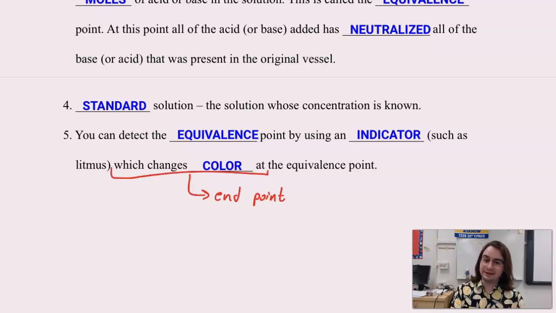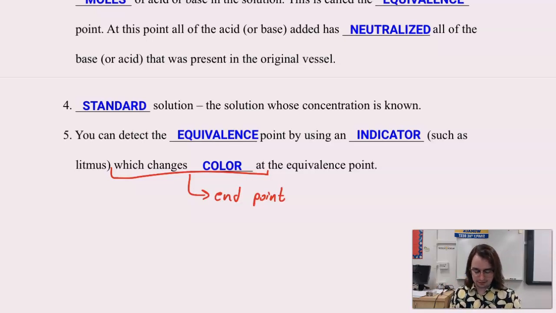If you pick a good indicator, the end point should occur at the equivalence point. But understand that they are different things. The end point is when the color changes. The equivalence point is when the moles are equal. But again, a good indicator will be at the same point.